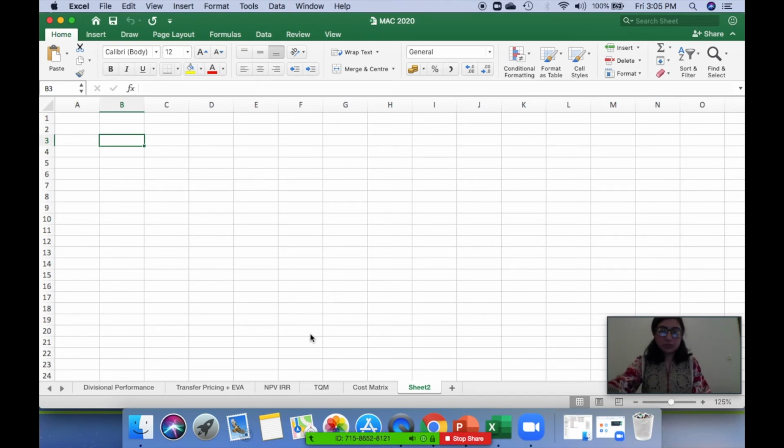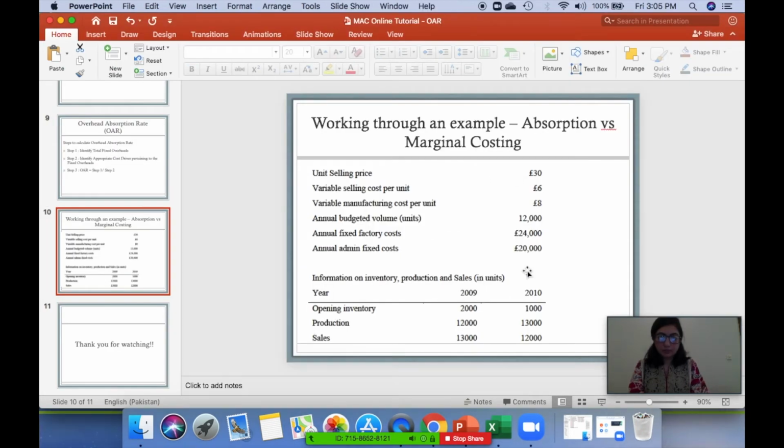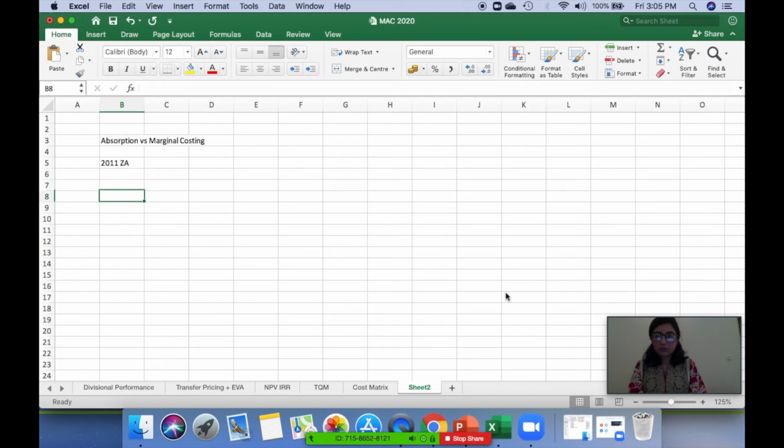I'm going to type absorption versus marginal costing here so that we clarify. So it's a 2011 Zone A question from your past paper. It's just a part of it. Going back to the question, I'm going to draw this table here because it's very important.